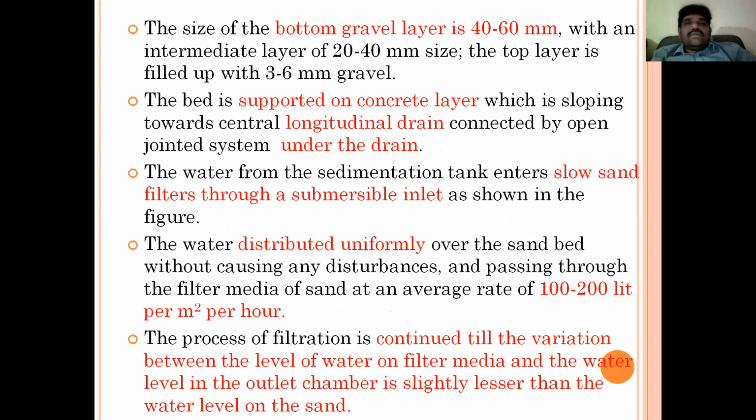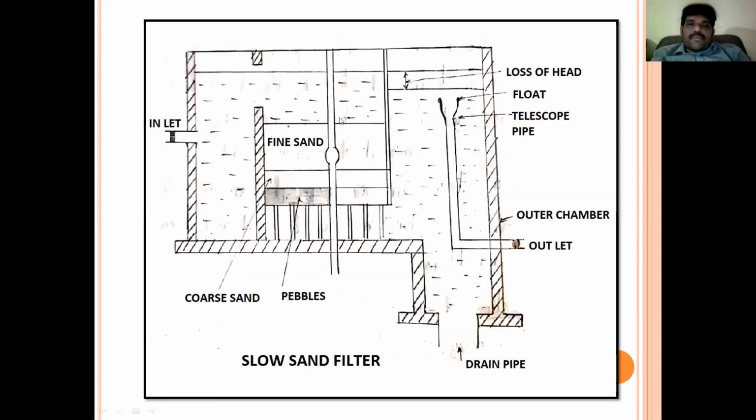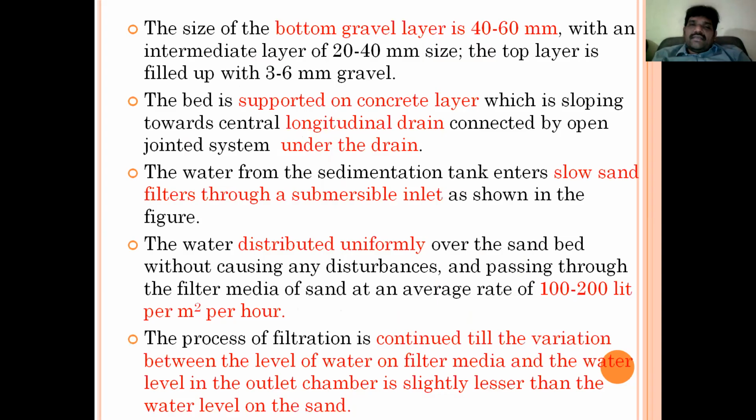One more time. See here. The top layer is fine sand, followed by coarse sand, and then pebbles, small size filter particle materials. Here in this context, see here the bottom gravel layer is 40 to 60 mm, with an intermediate layer of 20 to 40 mm size, and the top layer is filled up with 3 to 6 mm gravel.